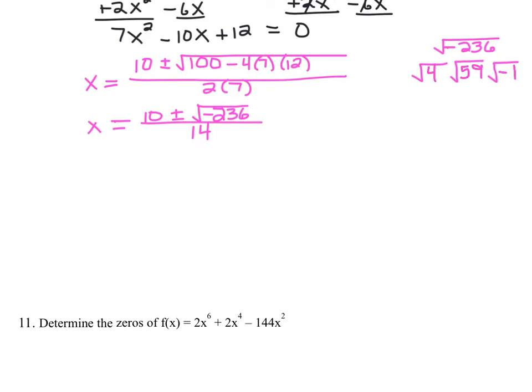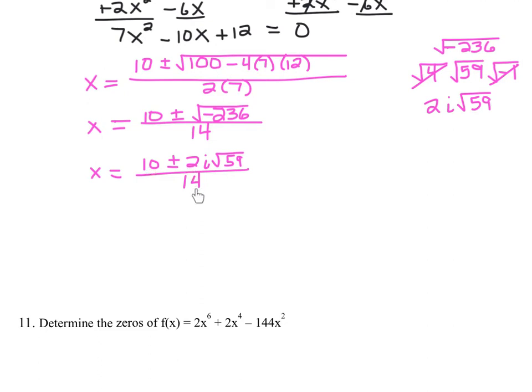Okay, so the square root of 4 is 2. I'm going to jump over here. The square root of negative 1 is i, and then I'll bring down the radical 59. Okay, so this is what I'm going to write instead of radical negative 236. All right, so we have x equals 10 plus and minus 2i radical 59 over 14.